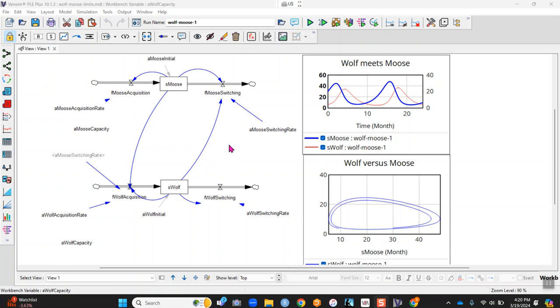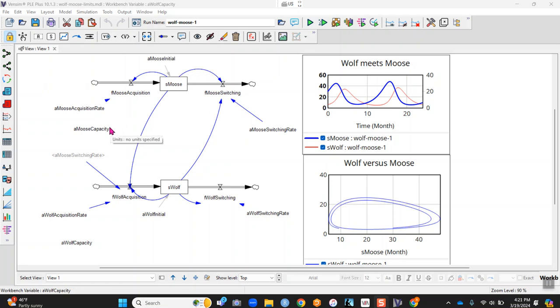It's possible that the switching is out forever or can be taken over a bit by the wolf. Okay, that's it. And we have switching rates and acquisition rates for these two, what effectively are birth death processes. Just note that the moose gets this minus this, and that's integrated across time.